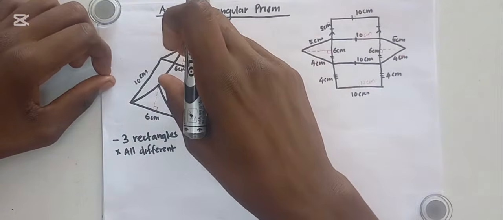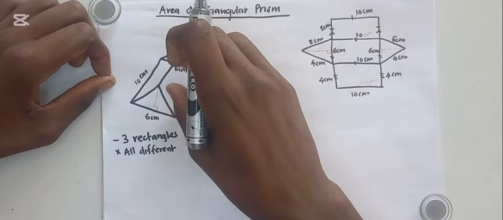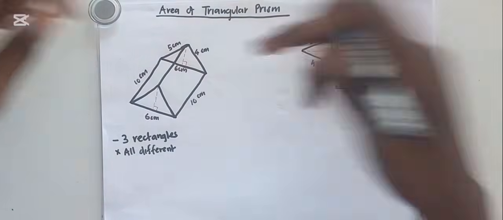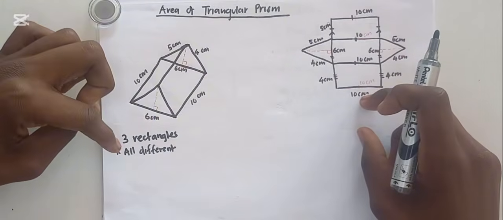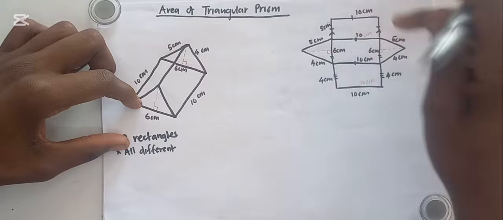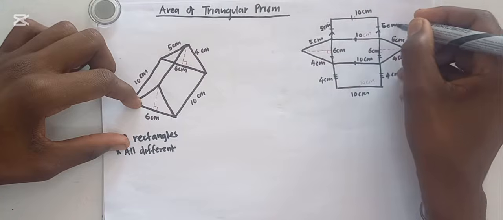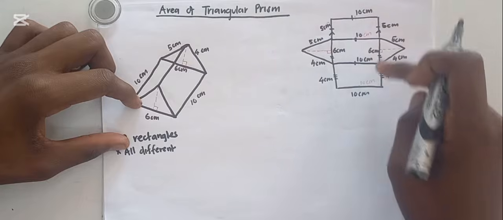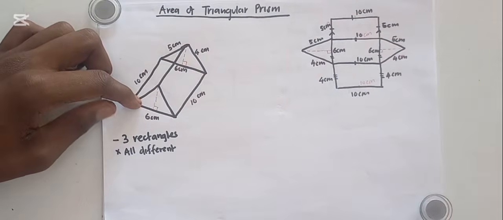So I try to break this one down so they can be able to see. If you fold this, you're going to form a triangular prism. The rectangles that I'm talking about are this 1, 2, 3, because you can see that these are different. Yes, 5 centimeter. They are all different. This one has 5 and this one has 6 on the side. This one has 4 on the side. So they are all different.